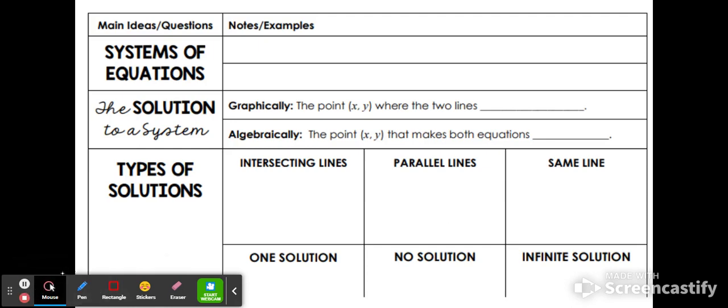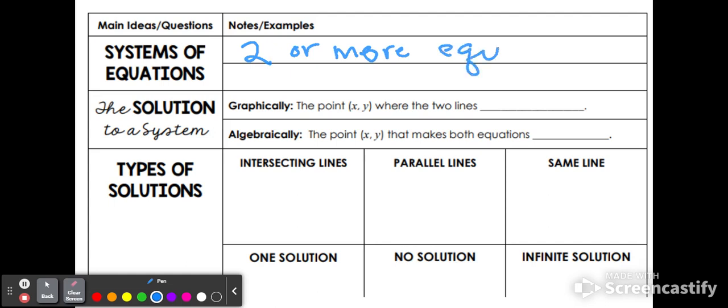Okay, guys, as promised, we're going to talk about systems of equations. Your paper looks like so let's fill in our notes. What is a system of equations? It is when there are two or more equations and they have the same variables.